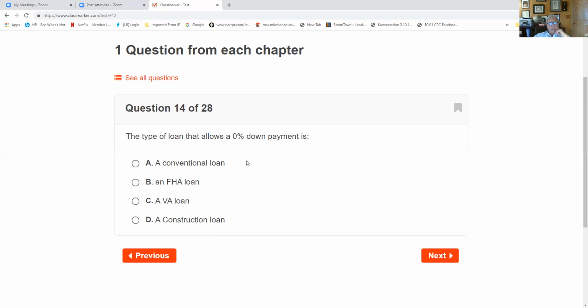A type of loan that allows a 0% down payment is a VA loan. VA loans are eligible to people who have served in the military service and have been honorably discharged. And they are able to get a 0% down loan. They get the loan from a lending institution that is approved by the VA. The interest rate is at market interest rates, but the advantage is they can put zero down. That means they would have a 100% loan to value ratio.